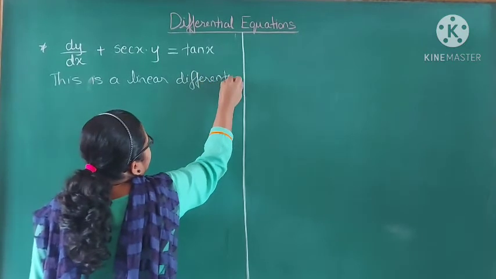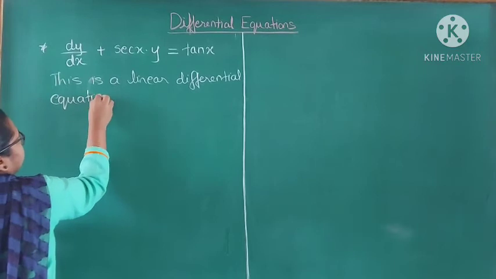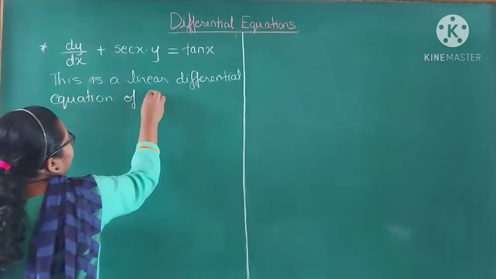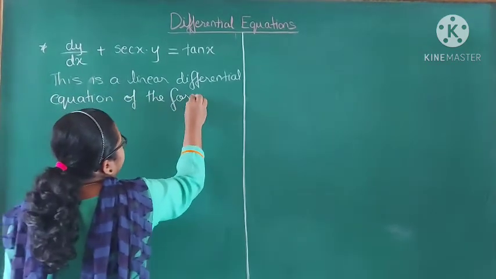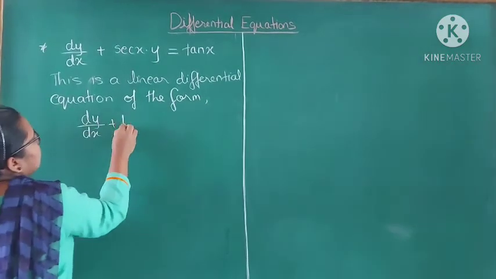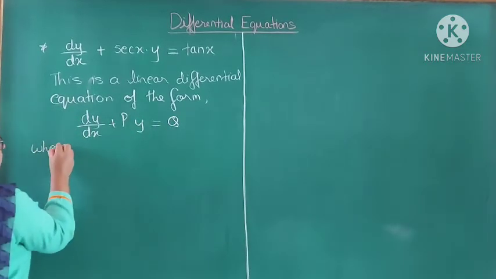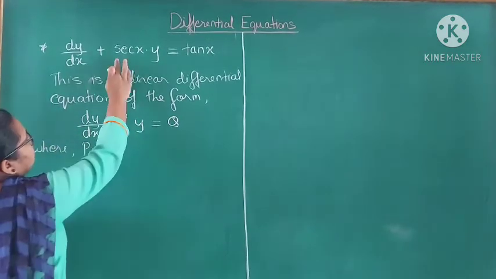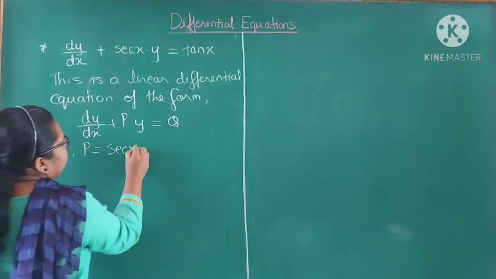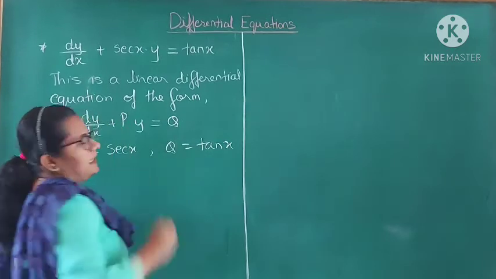Okay? Now the next example, a differential equation of the form, which form is it? dy by dx plus p into y is equal to q, where you can see p is equal to sec x and q is equal to the RHS, tan x.